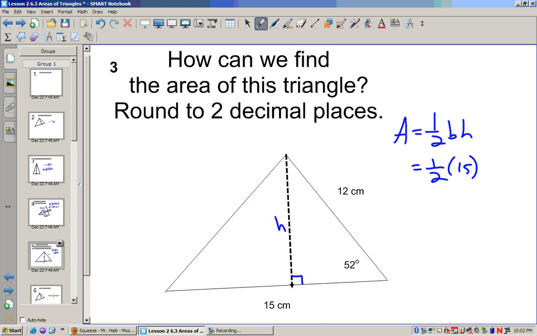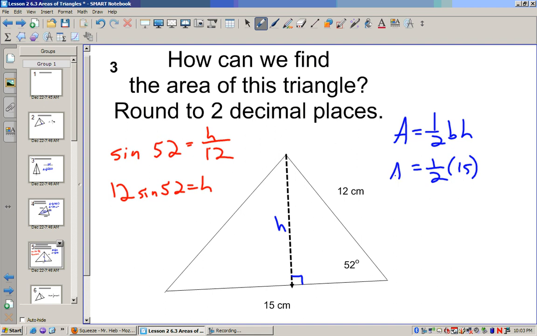And if I want to find my height, we have a nice little right triangle over here. So off to the left, I'll say this is opposite, and that's hypotenuse. Opposite over hypotenuse is sine, so the sine of 52 degrees will be h over 12. Now if I multiply 12 on both sides, 12 sine of 52 is equal to h. Take out my trusty calculator. 12 sine of 52 is 9.456.